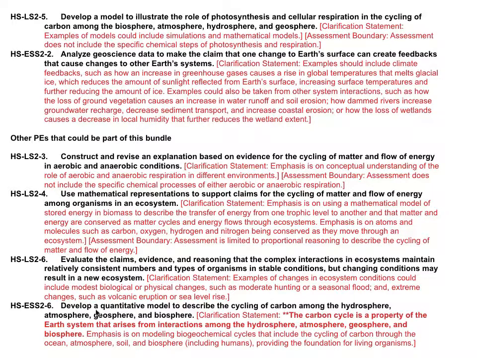And lastly, developing a quantitative model to describe the cycling of carbon among the hydrosphere, atmosphere, geosphere, and biosphere. Again, we didn't include specific numbers, but that is something that we could do to modify this lesson to help extend it so that we were helping accomplish more of these performance expectations with our students if we had time. And if we don't, we stick with what we did, where we're covering parts of two performance expectations and really giving our students a rich experience with them.